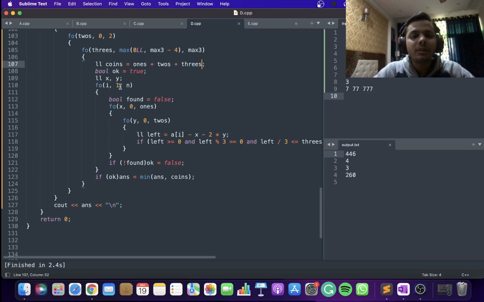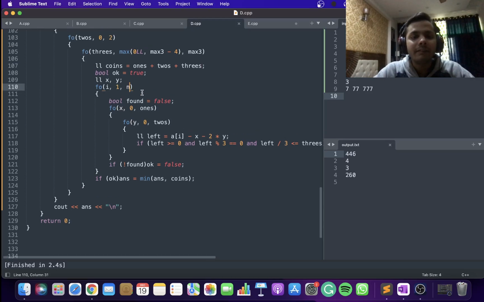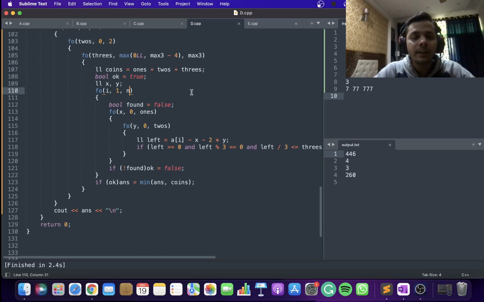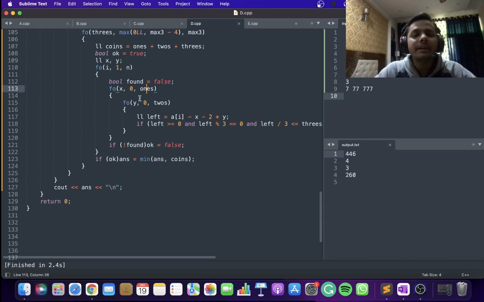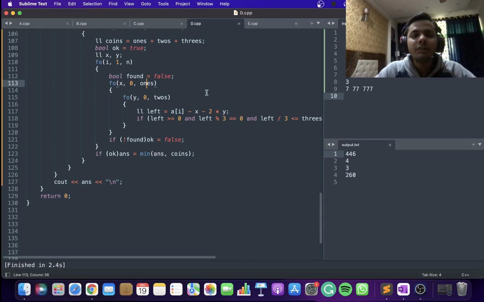So I'm iterating over all the items that I have, the prices of all the items from 1 to n, and then I'm saying that I use x ones and I use y twos. Obviously I cannot take more than the available ones and more than the available twos, right? So I'm iterating my x from 0 to the number of ones, and I'm iterating my y from 0 to the number of twos. So if I'm taking x ones and y twos, then the amount that I'm making is x plus 2y.